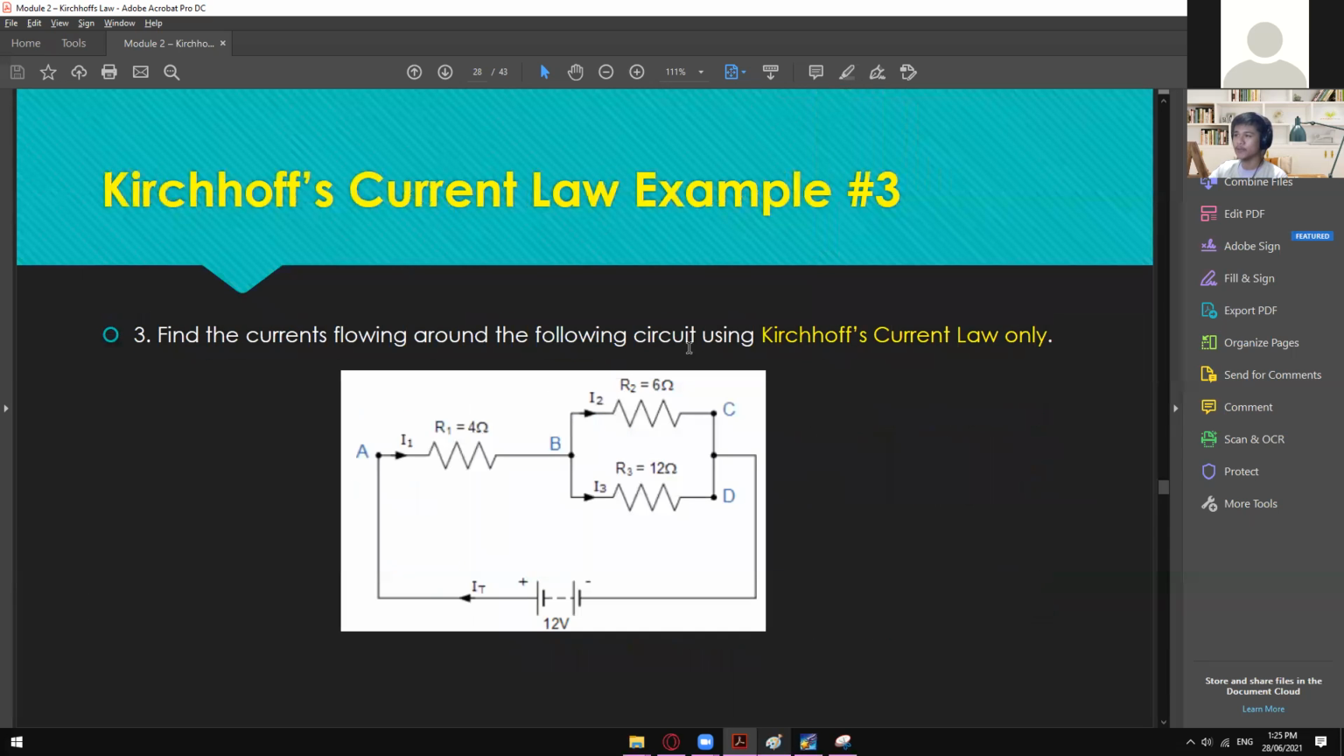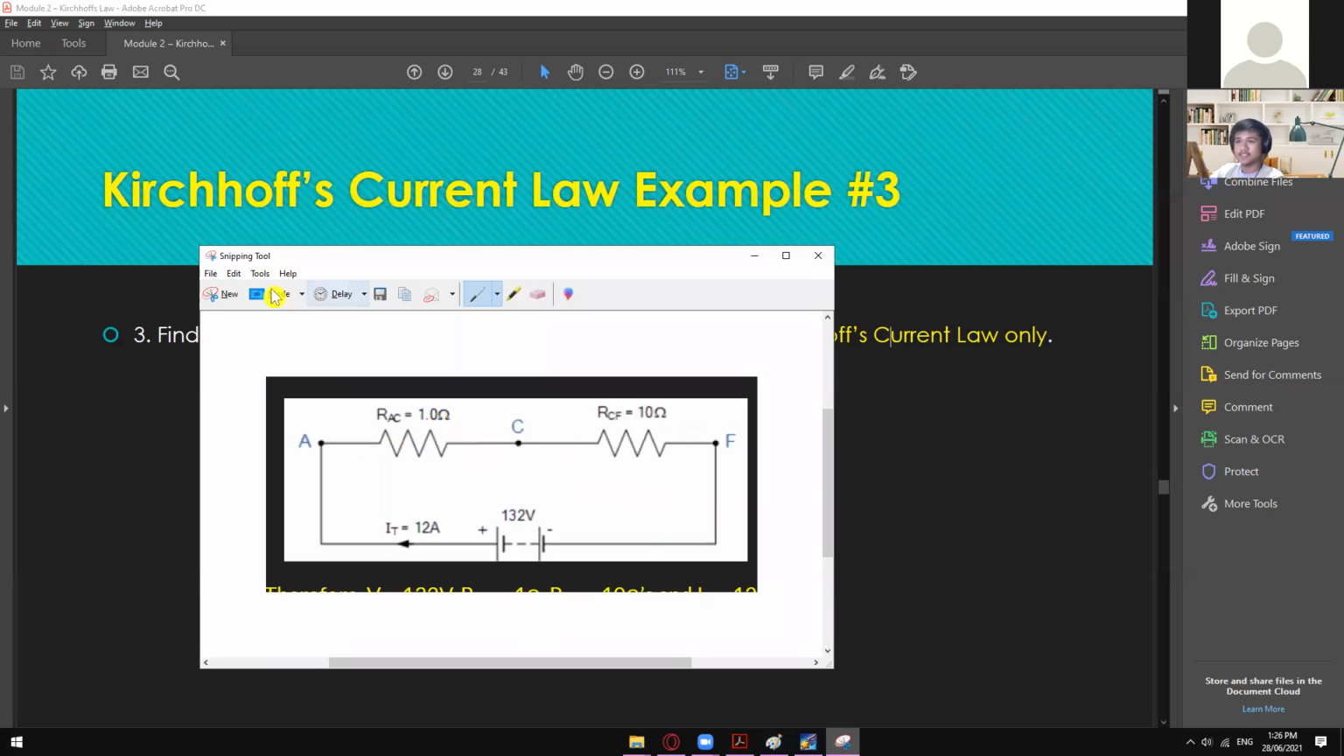So let's now move on to example number 3, since we don't have enough time anymore. In here, find the currents flowing around the following circuit using Kirchhoff's current law only. So take note, we only have to use KCL, okay? We can actually use Ohm's law right away, just by combining those two using the parallel rule. But since we are restricted to that one, we have to show Kirchhoff's current law. But before we can do that, we have to apply KVL also at the same time.